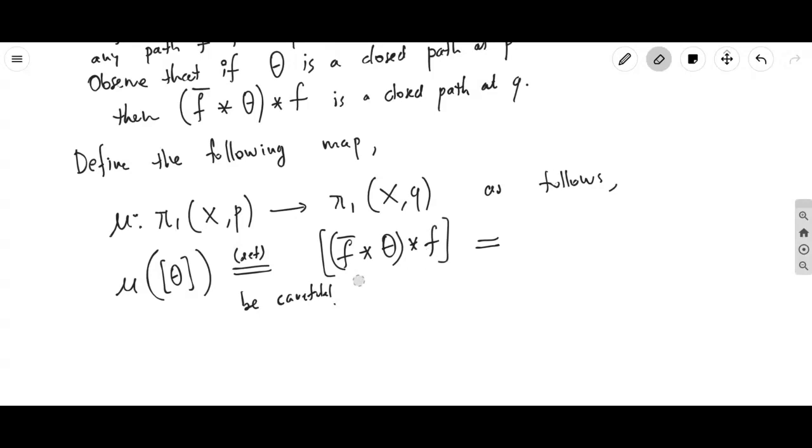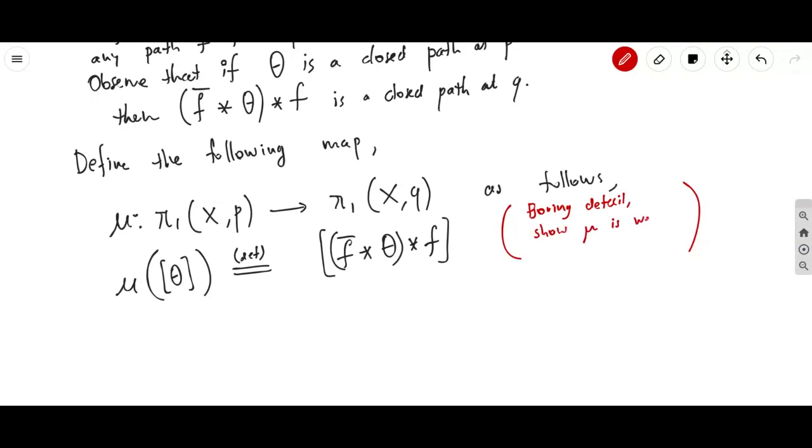Okay, this is the way the map is defined. And there's a small technicality, a boring detail, to show mu is well defined, because we are, again, choosing a representative. What if you had, instead of theta, theta prime, and theta and theta prime were homotopic? Would this be homotopic? It would be. It's just a small detail that one has to address.